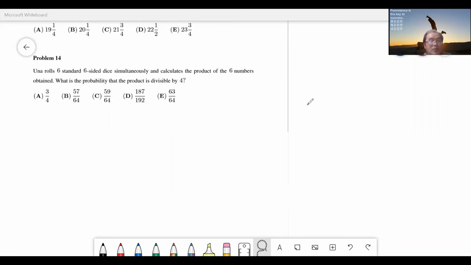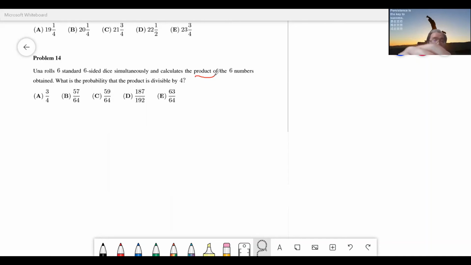Question number 14. Una rolls 6 standard 6-sided dice simultaneously and calculates the product of the 6 numbers rolled. Right, you can see the product of the 6 numbers rolled. What is the probability that the product is divisible by 4?